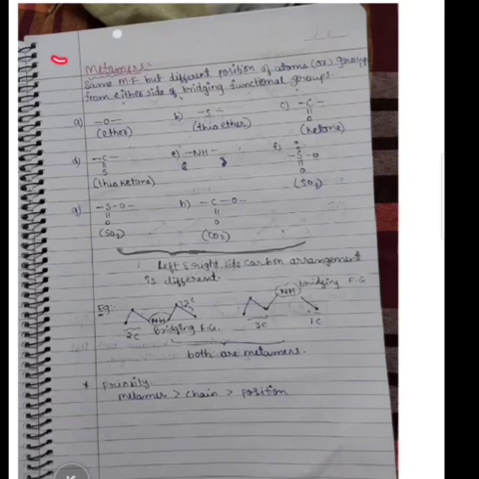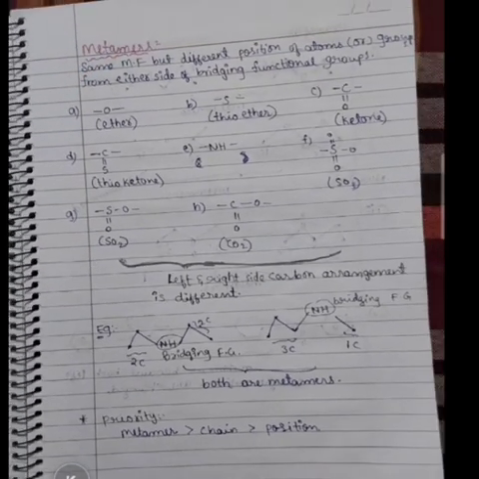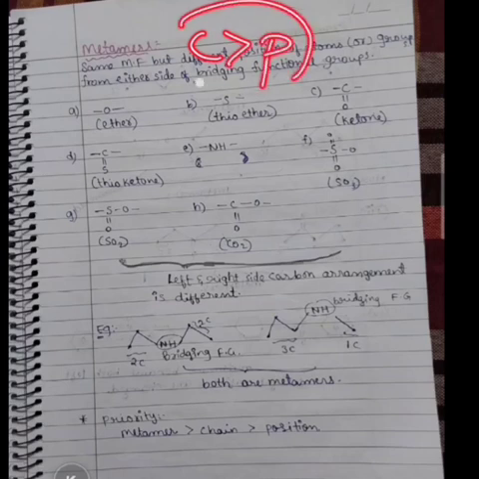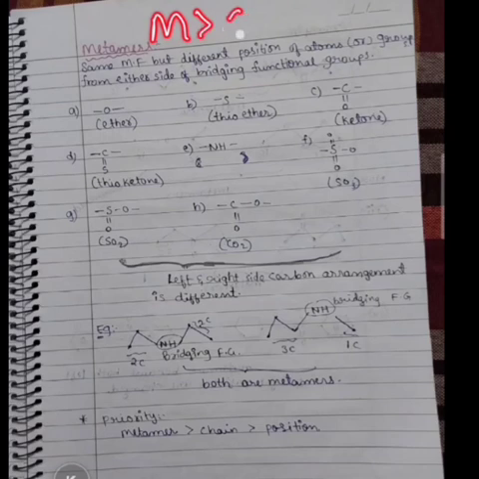Now let's move to metamerism. We have discussed chain and position isomerism. Remember, we have to give more priority to chain than position. Now here comes metamerism. Metamerism comes before chain. That means metamerism is more stable than chain, which is more stable than position.